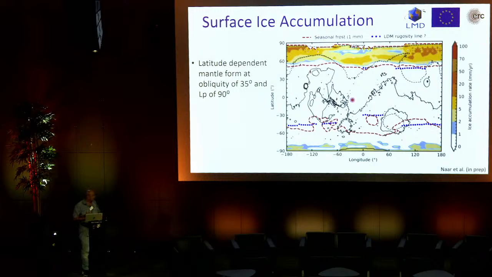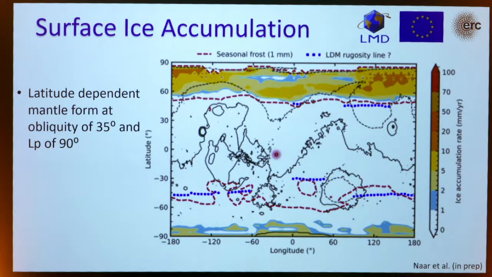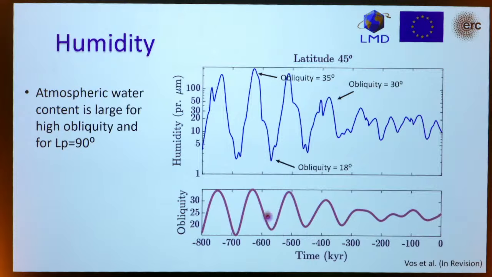So this plot, I hope you guys recognize. I showed it once, Francois showed it once, and Joseph showed it like 5 times. This is the accumulation and the formation of the latitude-dependent mantle. This is for obliquity 35 and LP of 90. And we can see that ice forms at around 45 degrees. It depends on the orbital parameters exactly. You can move the red line up or down. The last time the obliquity was 35, it's around here. It's about 630 kilo years ago.